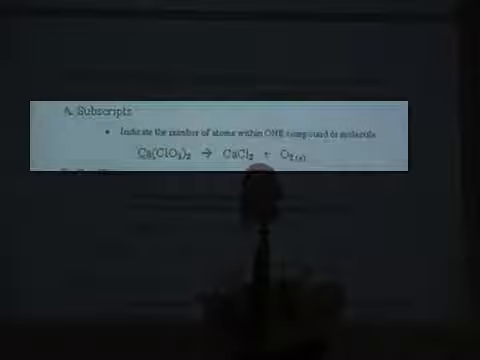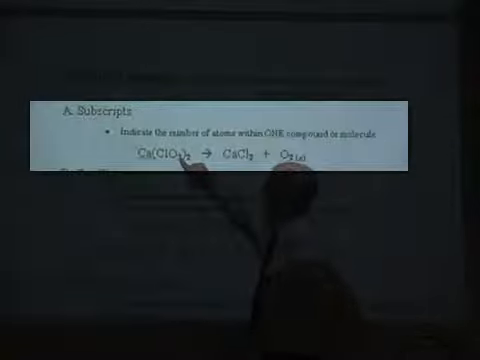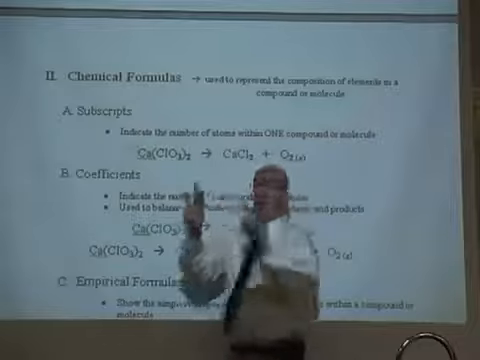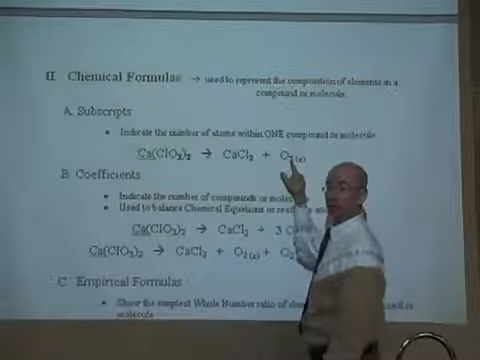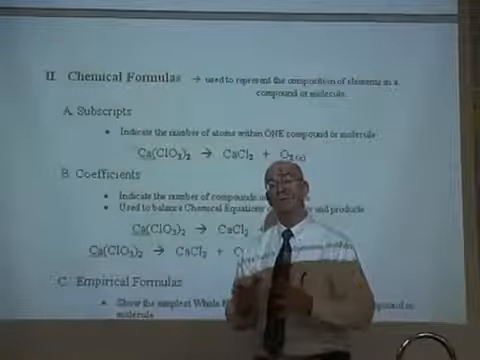Subscript literally means right under. So that's these numbers right here. That 3 refers to 3 oxygens. 2 refers to everything inside the parenthesis. So 2 chlorines, and then 2 times 3. Oxygen has 3, and since now you have 2 of these, you have 6 oxygens. These are all subscripts. And we use subscripts to make formulas.